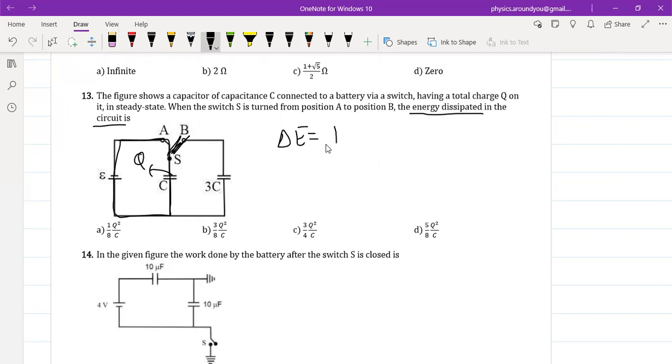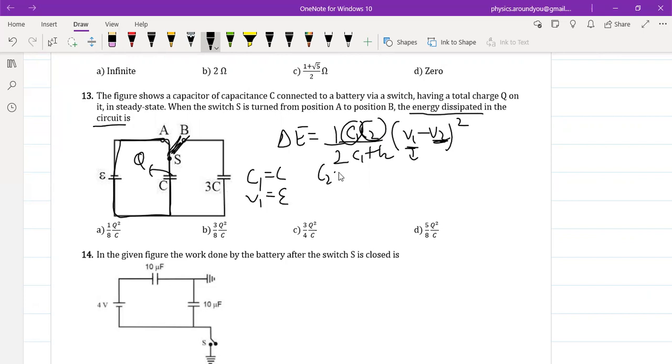Change in energy is always half C1 C2 by C1 plus C2 times (V1 minus V2) the whole square, where V1 is the initial potential difference across C1 and V2 is the initial potential difference across C2. In this situation, the C2, the 3C, doesn't have any battery with it initially. So how will I proceed? C1 is C, V1 is epsilon, and C2 is 3C, V2 is 0.